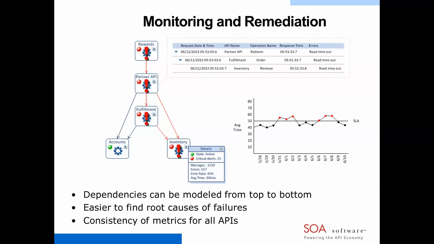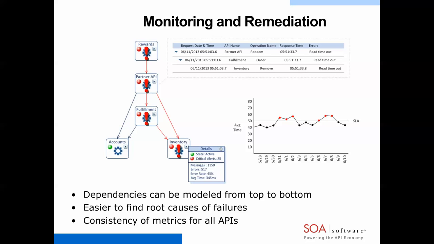So if you're looking at an API platform that is providing this monitoring and remediation, you need to be able to determine what your dependencies are from your top to the bottom. You need to be able to find the root cause of any kind of failures that exist, and you need a consistency of metrics for all the APIs.